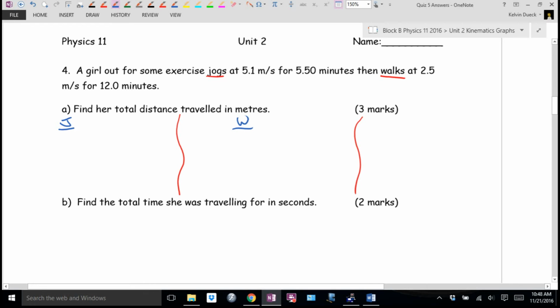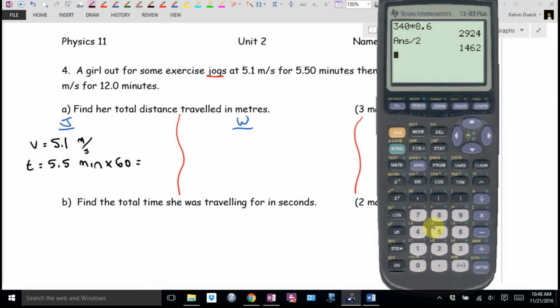Yes? When we're jogging, it looks like our velocity is 5.1 meters per second. Our time is 5.5 minutes. I can't use that. Times by 60. 5.5 minutes times 60 gets you 330 seconds.